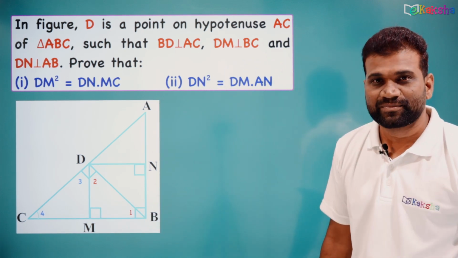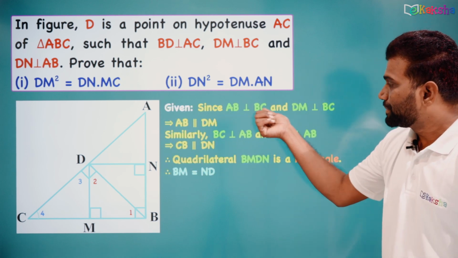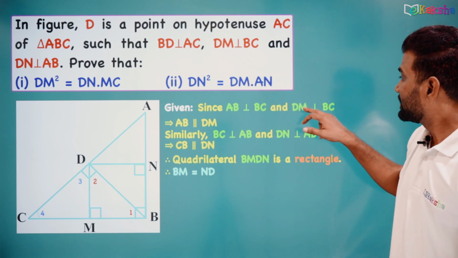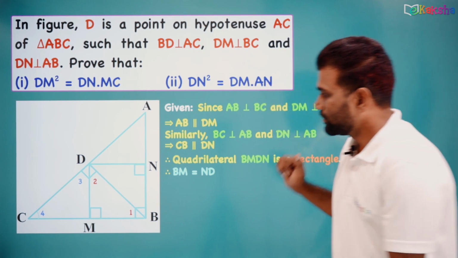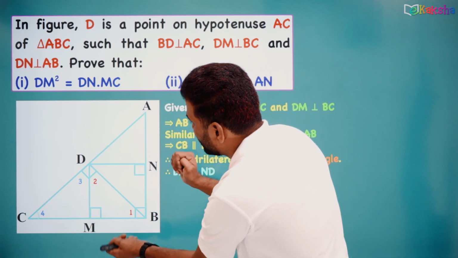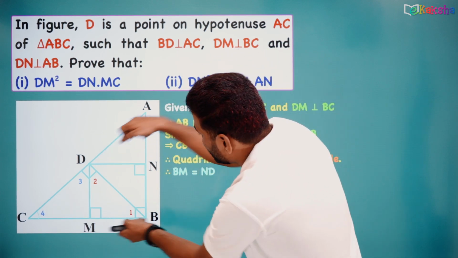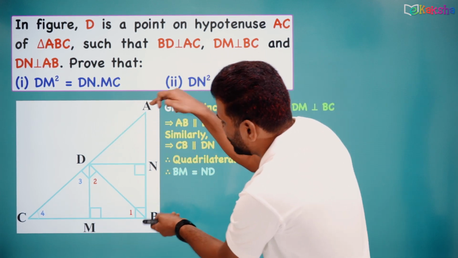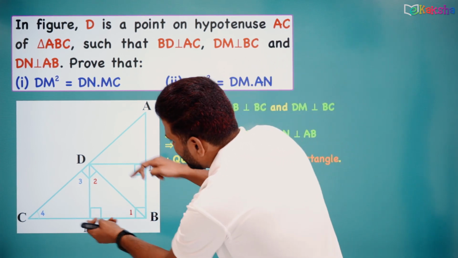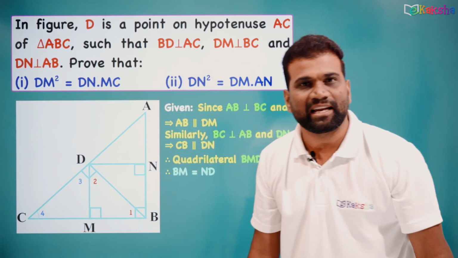So let's start. Given, since AB is perpendicular to BC, because ABC is a right angle triangle, and DM is perpendicular to BC, then we can say these two lines are parallel. DM is parallel to AB. Got it or not? This is perpendicular to this line, and this is also perpendicular to this line, then these two lines must be parallel lines.